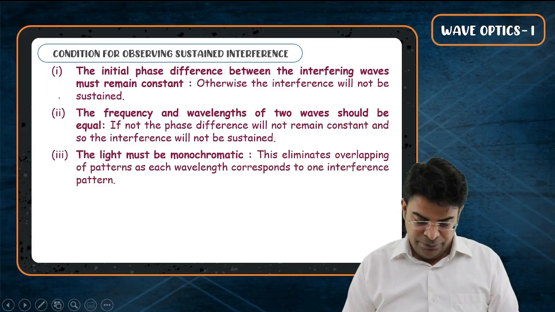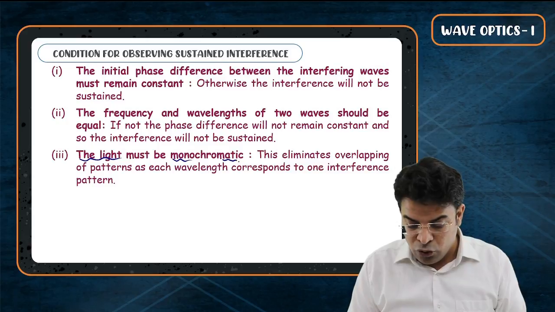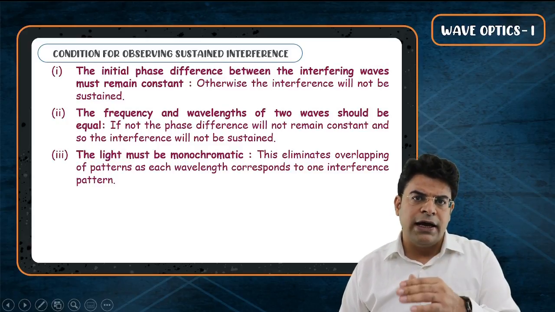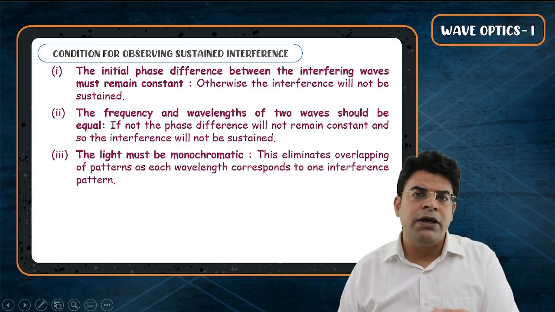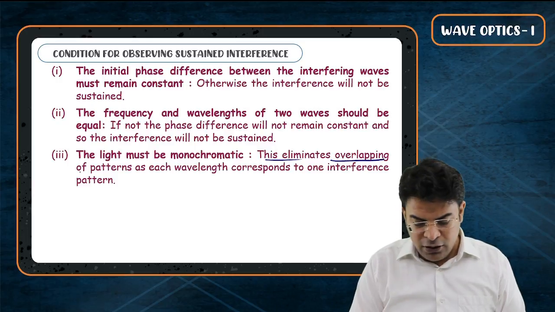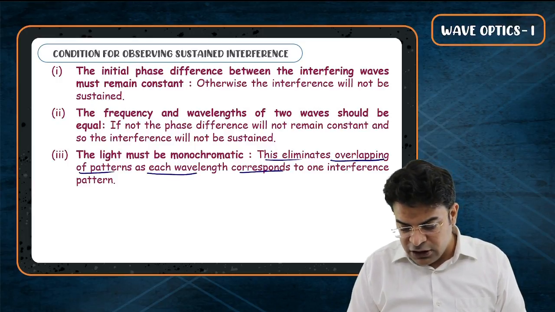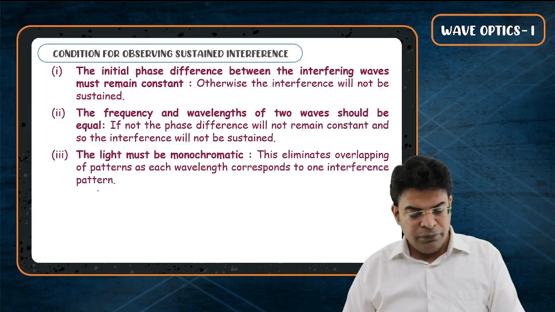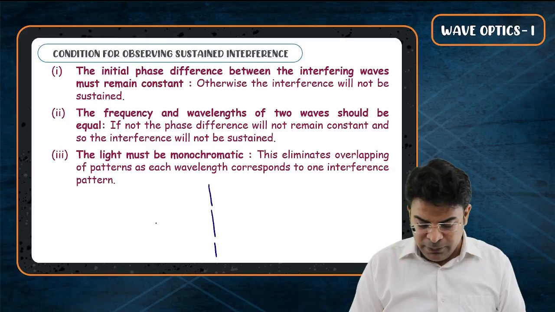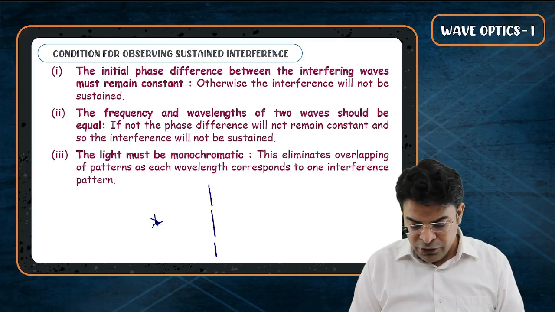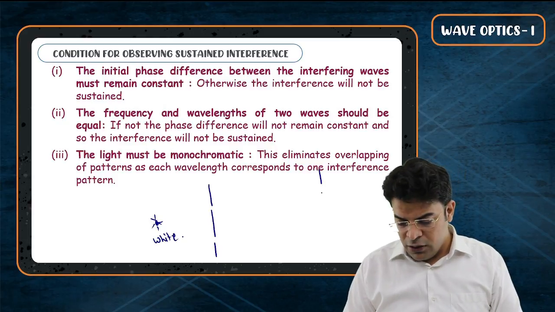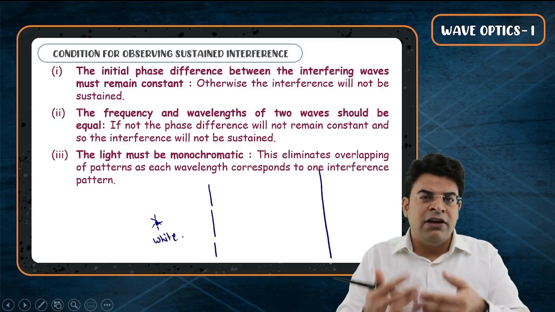The third point. The light must be monochromatic. If rather than using monochromatic light, you use light of two different colors, then you won't be able to observe the interference pattern. So this eliminates overlapping of patterns, as each wavelength corresponds to one interference pattern. These types of questions are asked. If you place a source of white light and make white light pass through the two slits, what will happen? Now white light is a mixture of all the 7 colors.